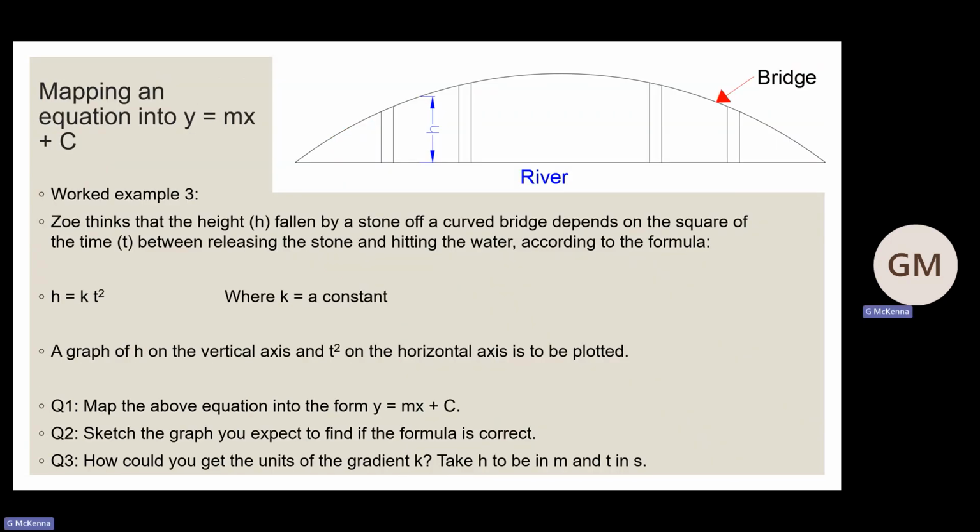And the final example here, worked example 3, you can see Zoe thinks that the height h, which you can see in this diagram, fallen by a stone off a curved bridge depends on the square of the time t between releasing the stone and it hitting the water, according to this particular formula here. H for height is equal to k, which is a constant, times t squared. A graph of h on the vertical axis and t squared on the horizontal axis is to be plotted.